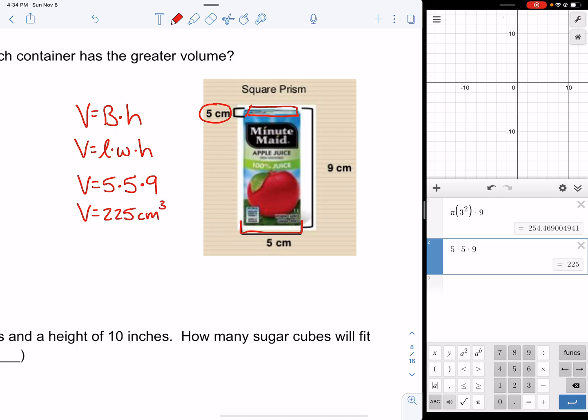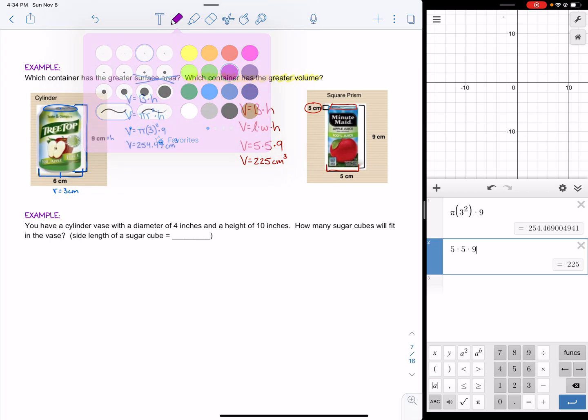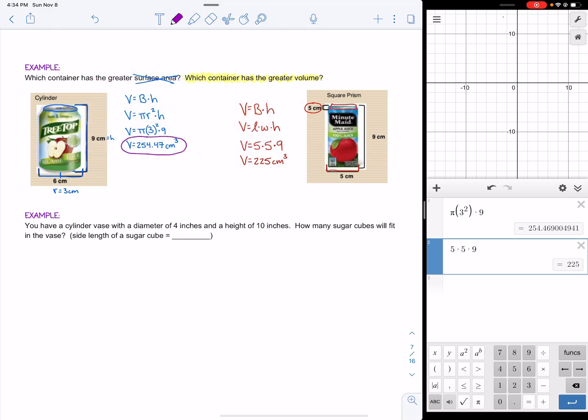We get 225 cubic centimeters. And always refer back to your question and double check you're answering the question. It said, which container has the greater volume? So you just have to compare these two. We had 254.47 in the first container compared to 225 in the second container. And so the winner is definitely our cylindrical juice can. So the cylinder has the greater volume. All right, so that's just a couple quick examples for application of volume.